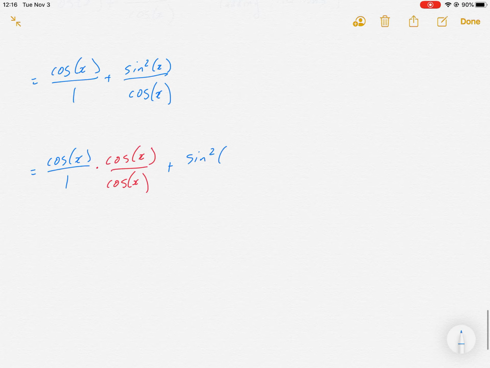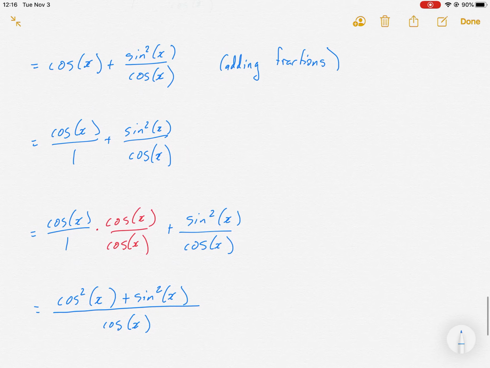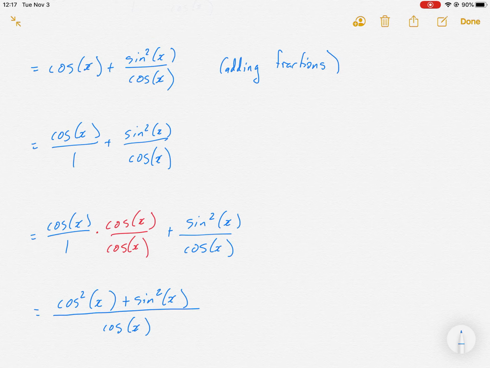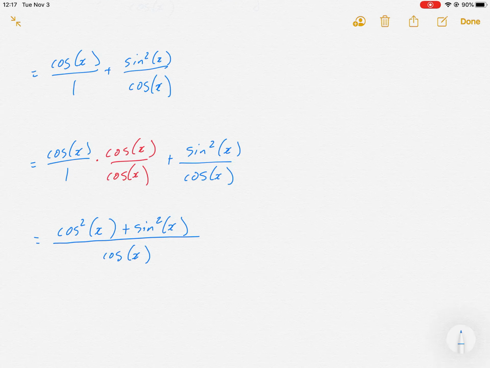All right. Now I've gone through this in quite a bit of detail at this point. If you want to skip some of these steps, you can. You might just recognize immediately that you'll have cosine squared of x plus sine squared of x over the common denominator, which is cosine. Some of the multiplying and adding fractions might be a bit more straightforward. Please just make sure you don't make mistakes.